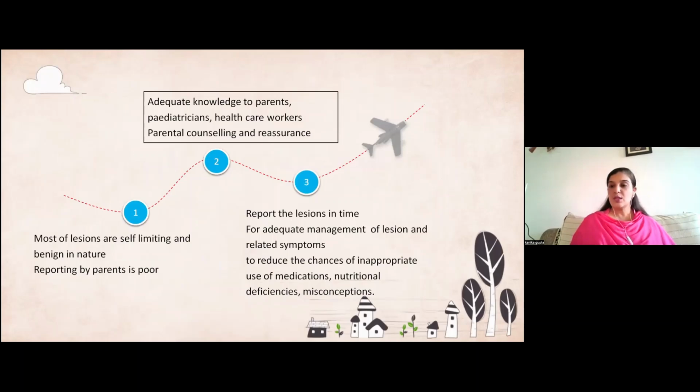No doubt, most of the lesions are self-limiting and benign in nature, but reporting by the parents is quite limited. So adequate knowledge and awareness for the parents is highly important, and this could be given by the various child healthcare workers, especially the pediatricians. The parental counseling and reassurance help to report these lesions in time, and this will help in adequate management of the lesion and related symptoms. This helps in reducing the chances of giving inappropriate medications to the child, nutritional deficiencies, and misconceptions relating to the lesions.